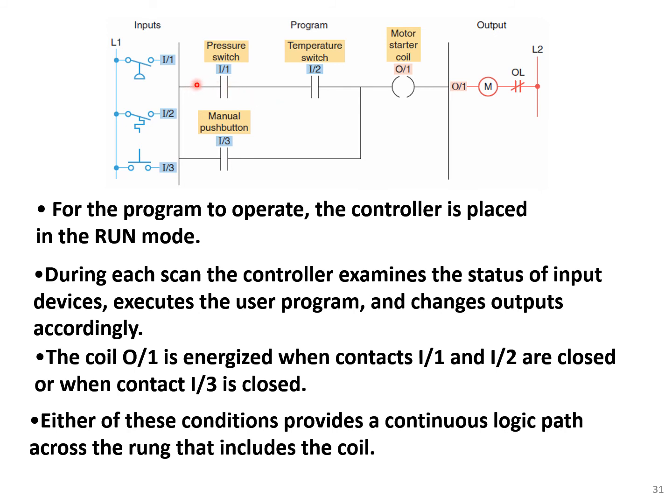So you see that if both of these are true, we have a continuous logic path, or if the manual push button is pressed, we have a continuous logic path in the rung. So here is the rung, and on this rung we have two branches.